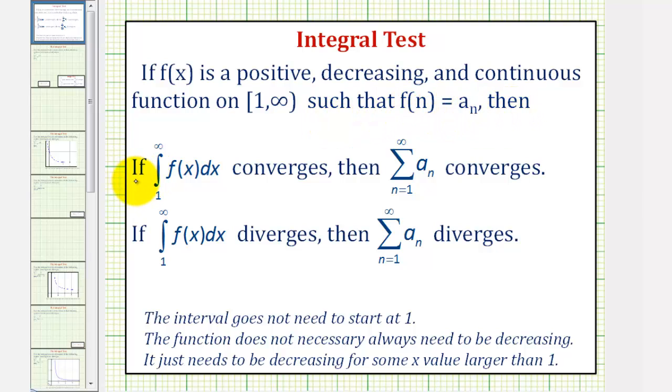Then, if this improper integral, in our case from 2 to infinity, converges, then the infinite series converges, and if this improper integral from 2 to infinity diverges, then so does the infinite series.